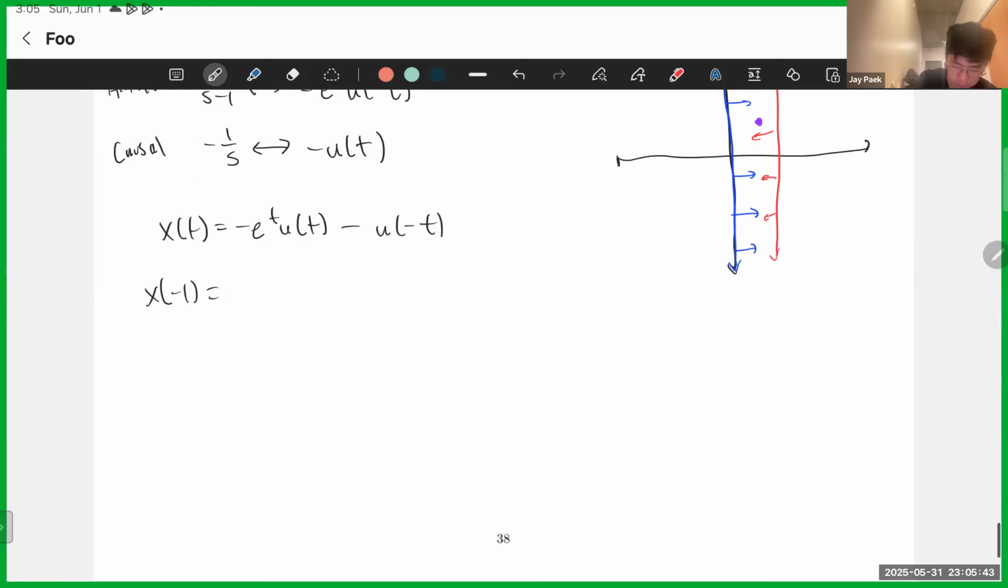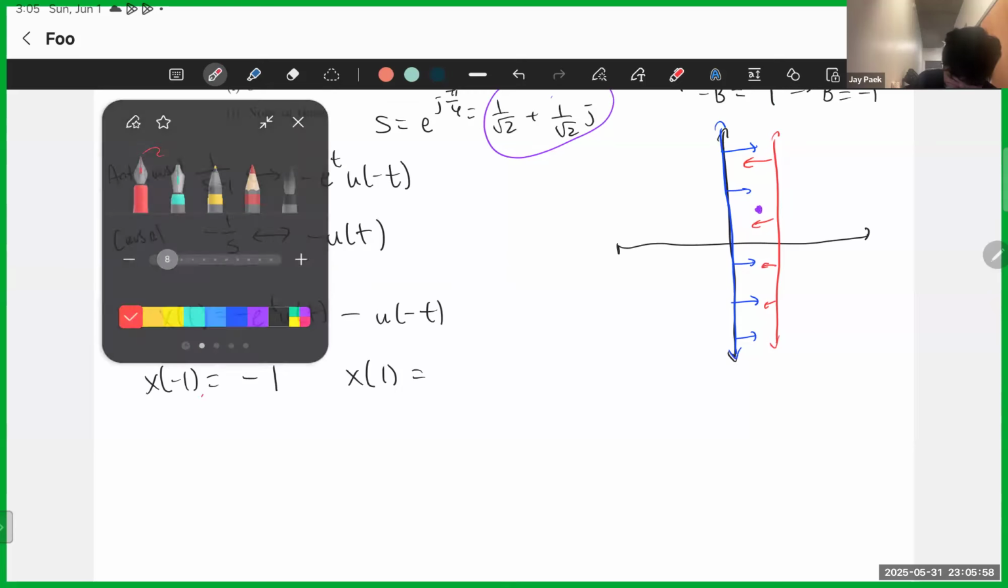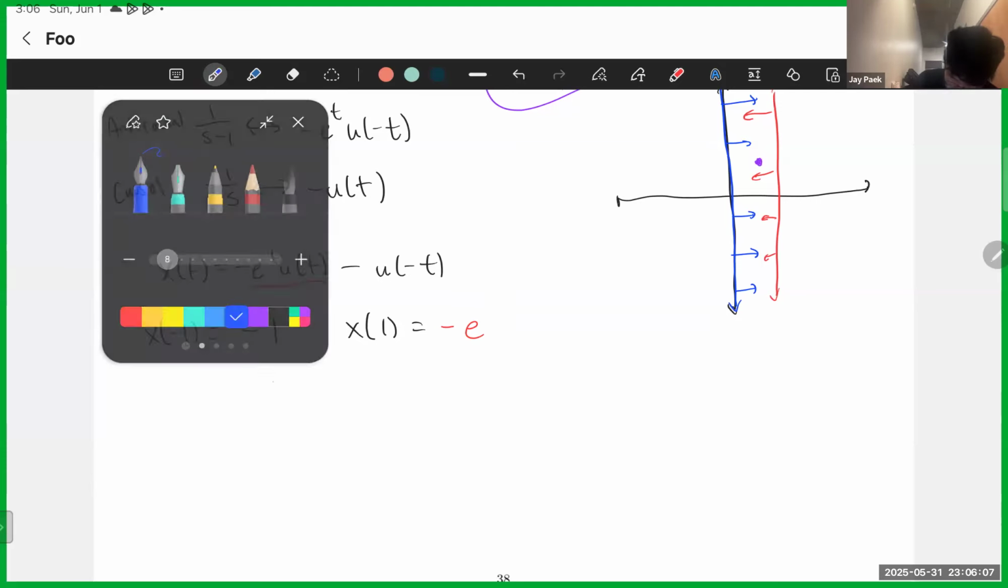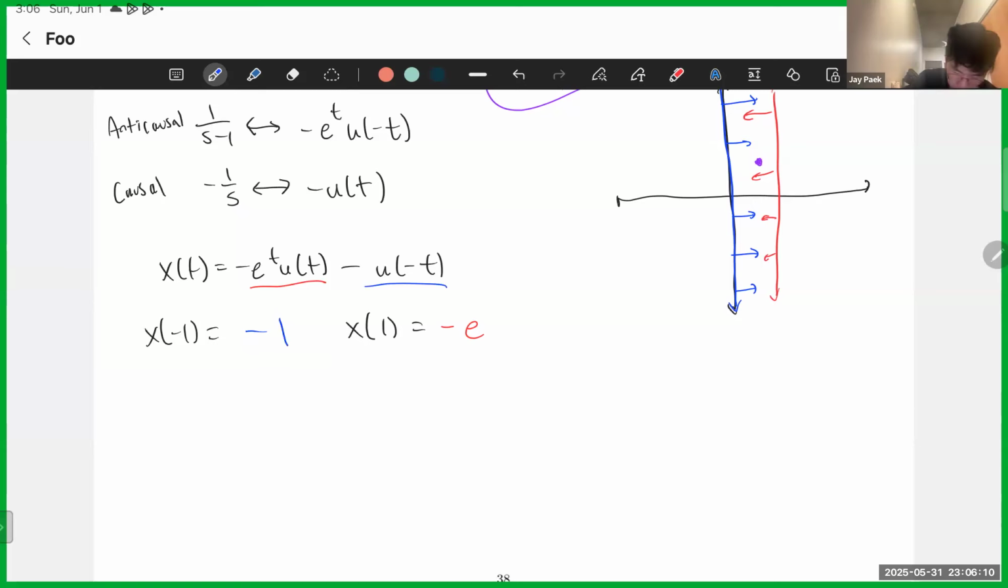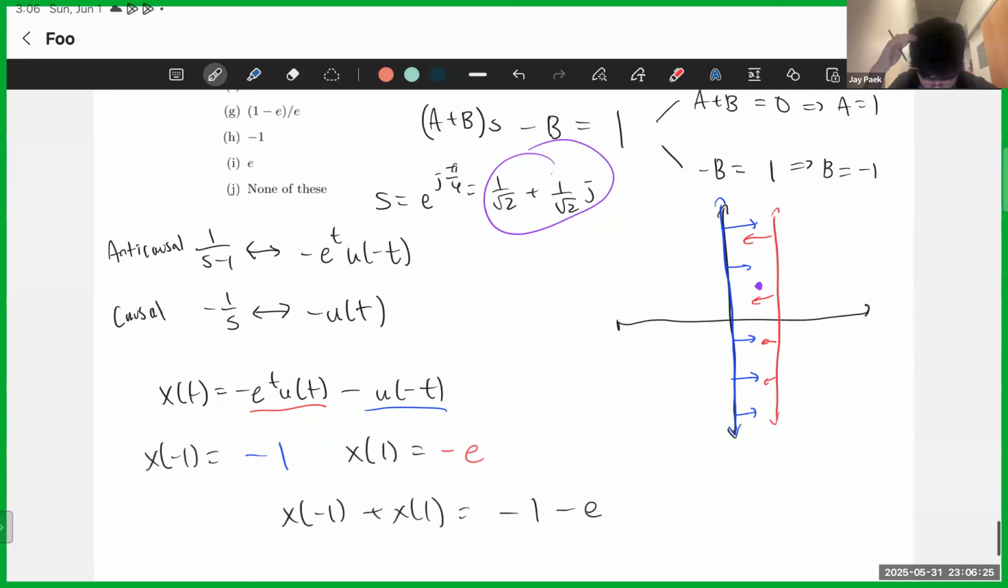X of 1, negative 1 is equal to e to negative 1. Oh, but this one goes to 0. And so we would only take negative 1. And x of 1 would be equal to, we only evaluate this. Let me actually color code it. And so the sum would be negative 1 minus e. And okay, wait, hold on. I clearly messed up somewhere.